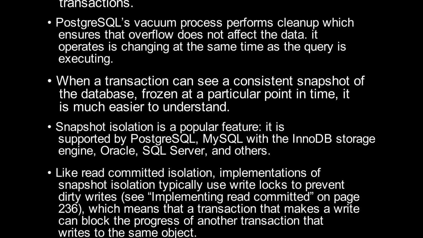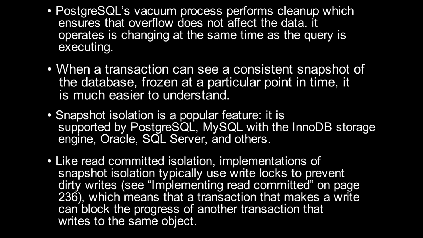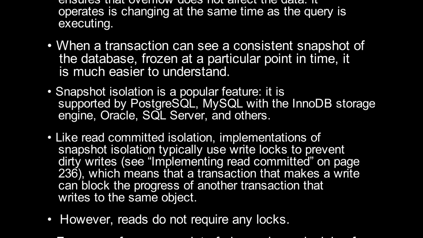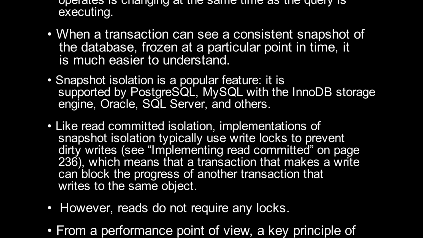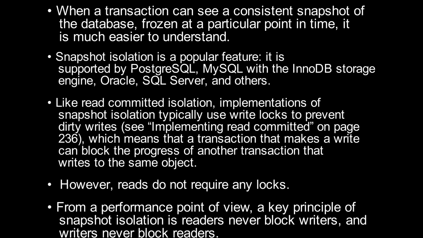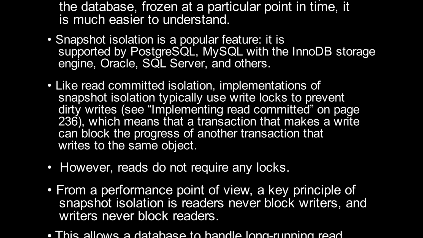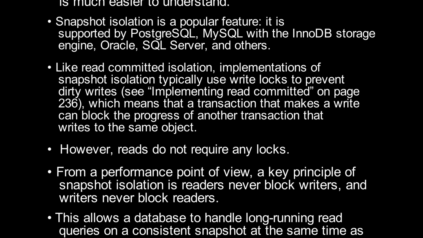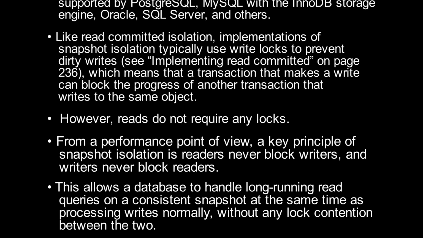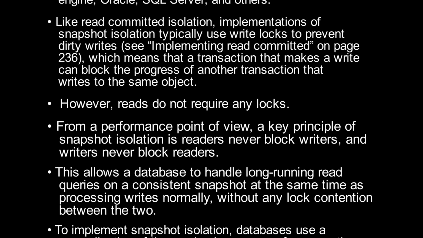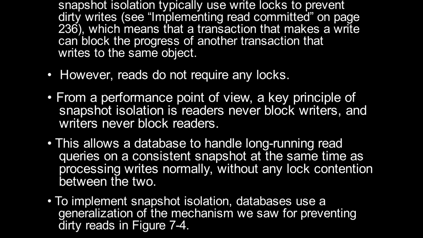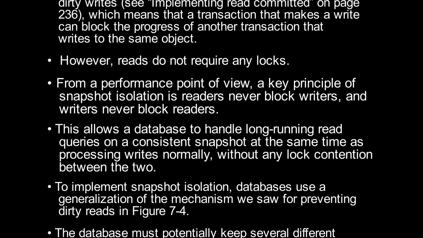Like read committed isolation, implementations of snapshot isolation typically use write locks to prevent dirty writes. See implementing read committed on page 236, which means that a transaction that makes a write can block the progress of another transaction that writes to the same object. However, reads do not require any locks. From a performance point of view, a key principle of snapshot isolation is readers never block writers and writers never block readers. This allows a database to handle long-running read queries on a consistent snapshot at the same time as processing writes normally, without any lock contention between the two.